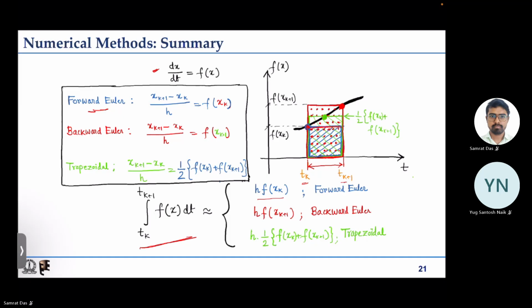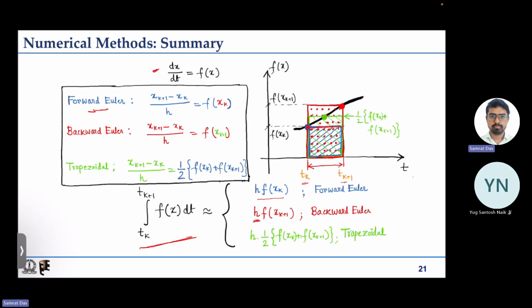Now if we have to do it using backward Euler, the future instant, so the k plus 1th instant value of f(x), will be carried backward for this h interval. In this case the horizontal distance remains the same, that is h, and the vertical distance is the red one, that is f(x(k+1)). So the integration value will be h into f(x(k+1)).